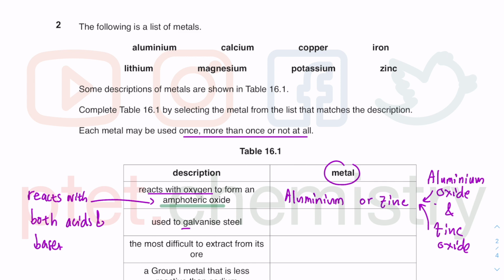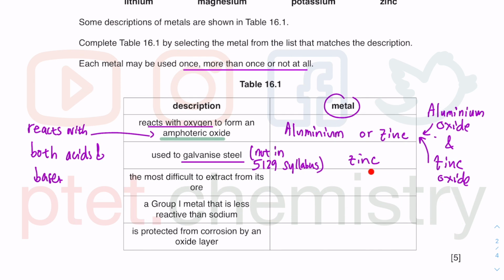Now, used to galvanize steel. This is not in the 5129 combined science syllabus, but if you really want to do this, the answer is zinc, as zinc is more reactive than iron. Iron is present in the steel.